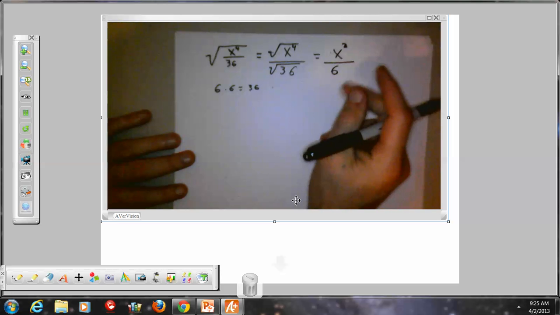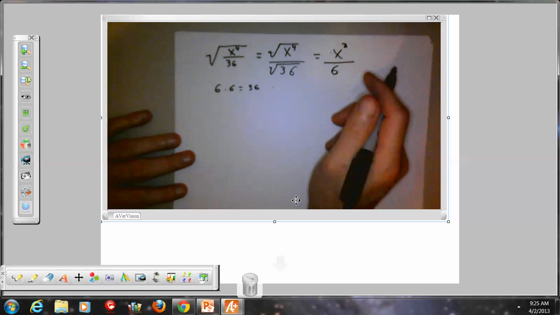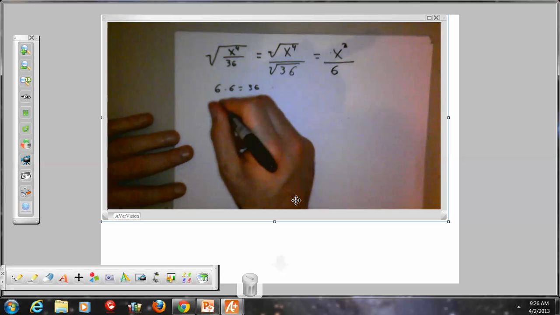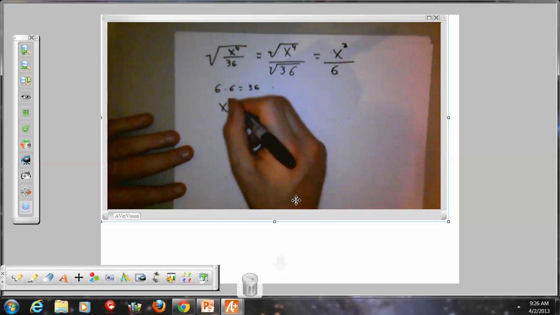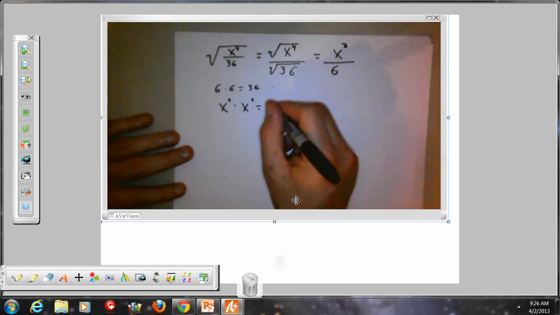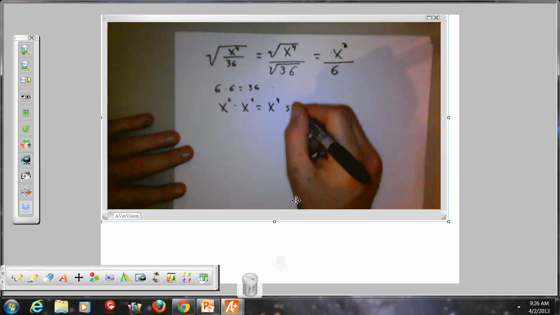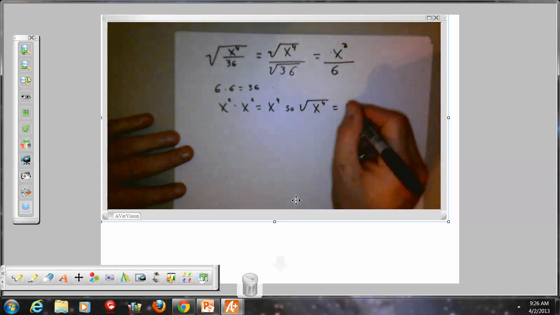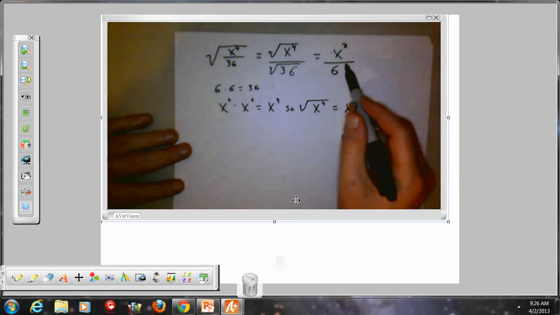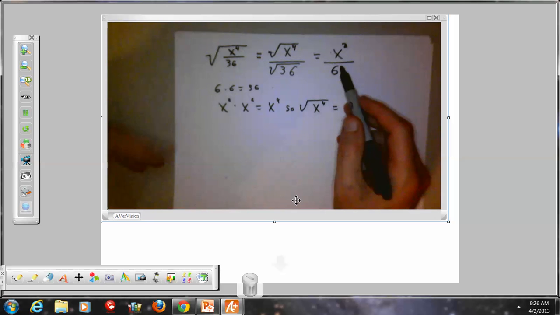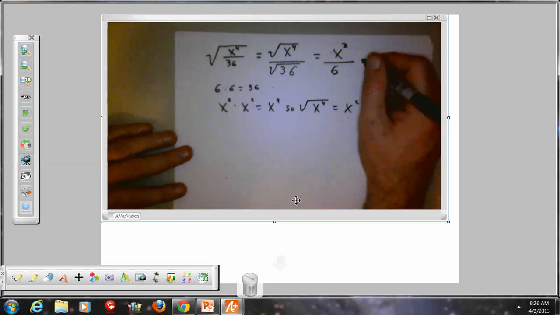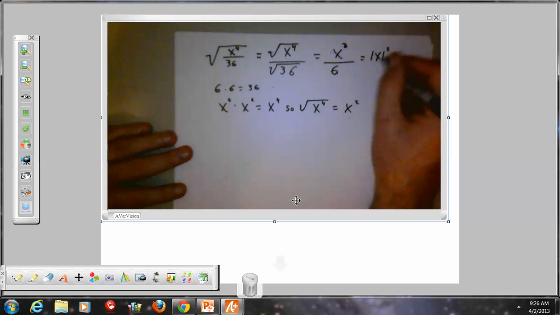Now, how about this term over here? Well, notice that x squared times x squared is equal to x to the fourth. So the square root of x to the fourth is equal to x squared. And I don't have to worry about x squared being negative because x squared is always positive. But what some people will do is they'll write it as the absolute value of x squared divided by 6.